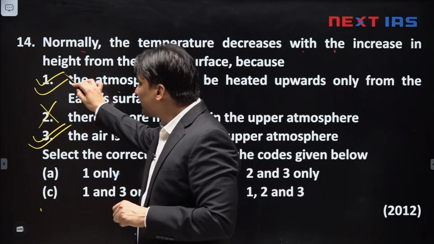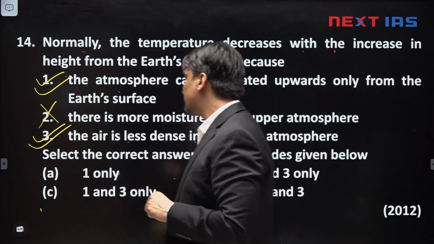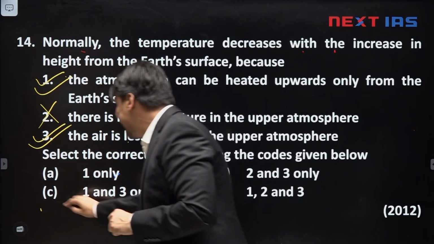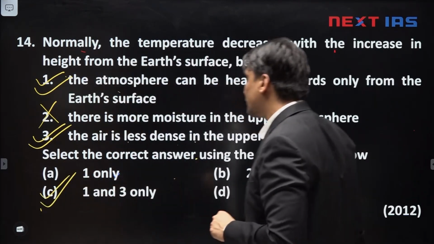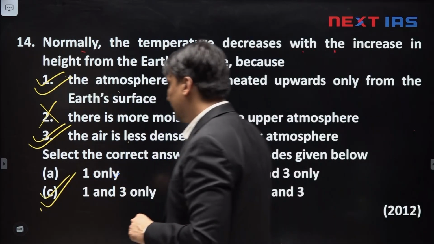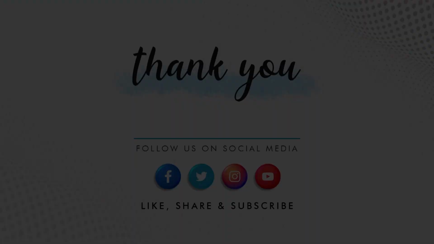So in this question, the first statement and the third statement are correct. So C is the correct answer for question number 14. Correct? Thank you.